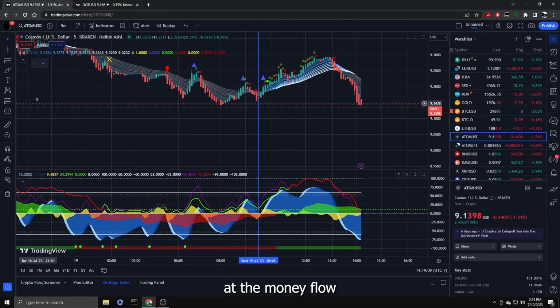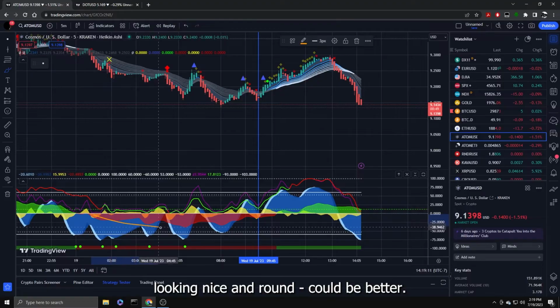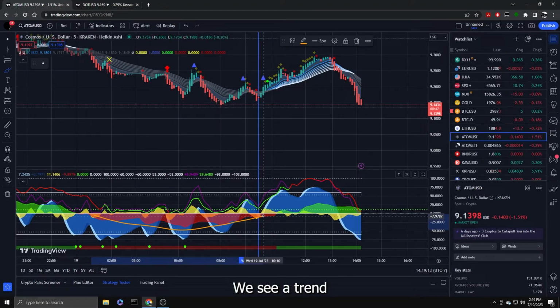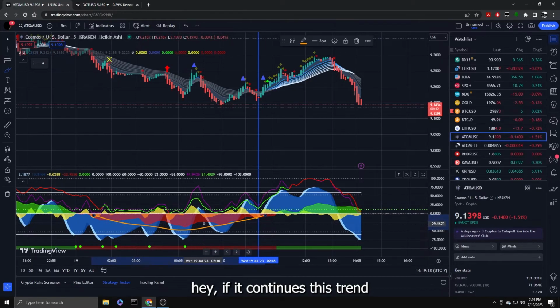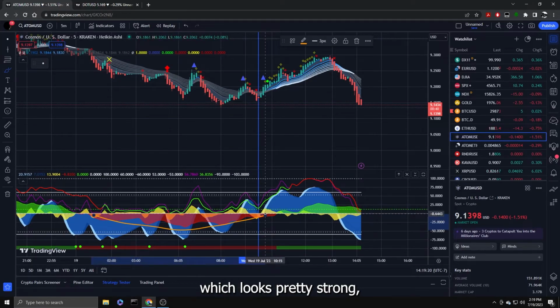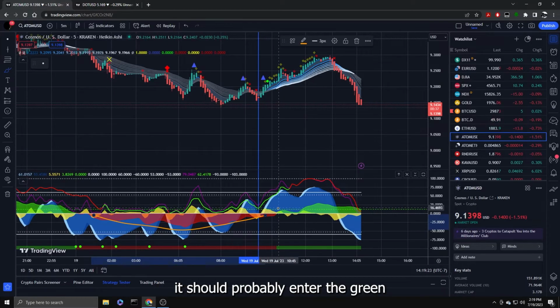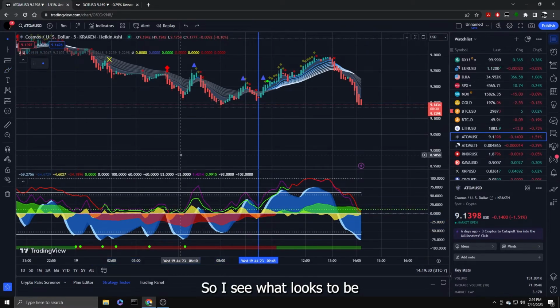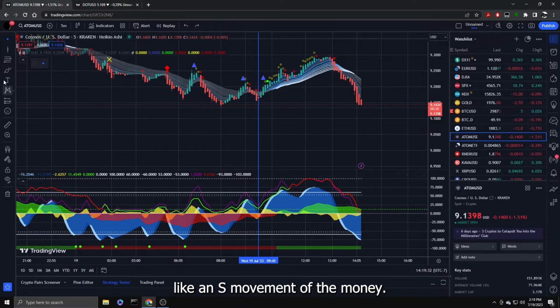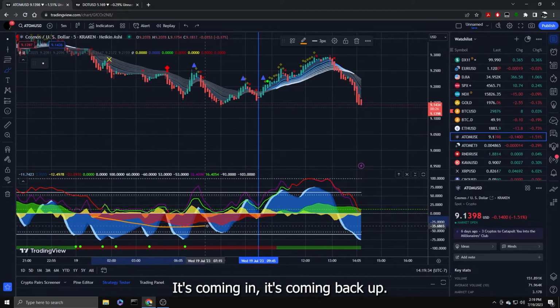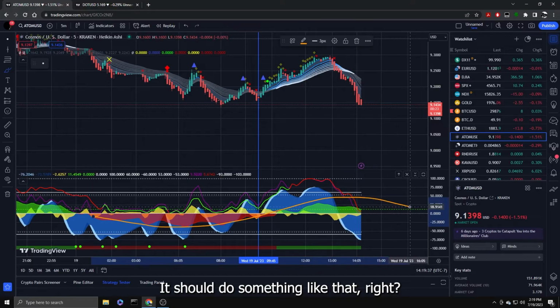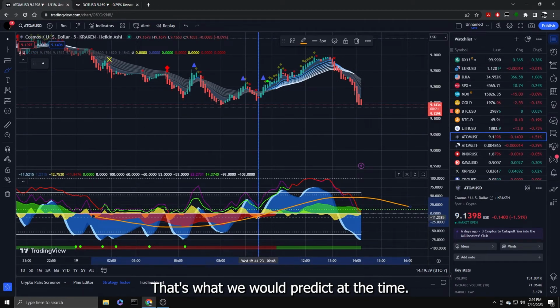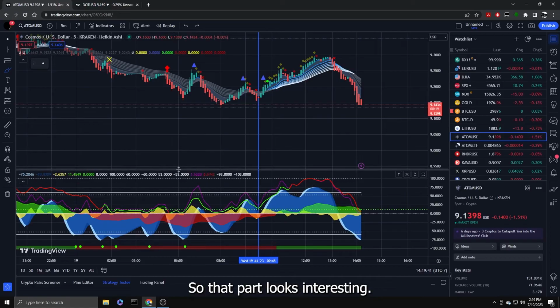So you're looking at the money flow. Looking nice and round, could be better, but it's getting there. We see a trend. And so I would then extrapolate, hey, if it continues this trend, which looks pretty strong, it should probably enter the green in a couple hours. So I see what looks to be like an S movement of the money. So it's kind of round, it's coming in, it's coming back up. It should do something like that, right? That's what we would predict at the time. All right, so that part looks interesting.